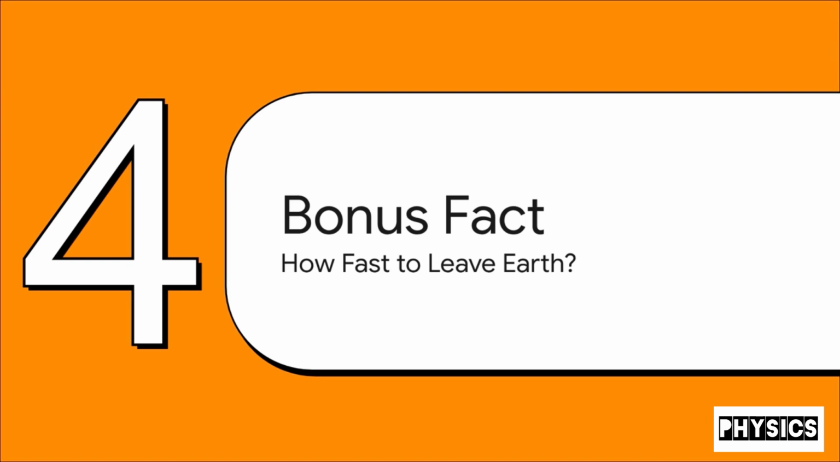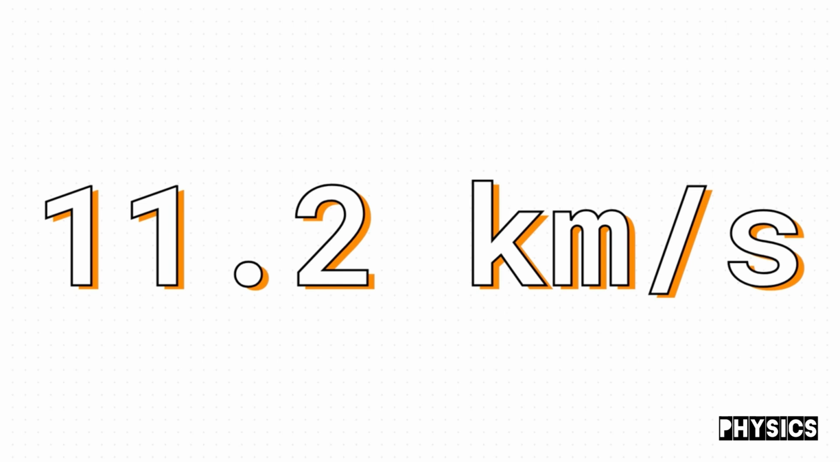Speaking of velocity, here's a fun little fact that puts this whole concept on a cosmic scale. Have you ever wondered just how fast you'd need to go to actually leave the planet? The answer is 11.2 kilometers per second. That's Earth's escape velocity. It's the minimum speed an object needs to break free from Earth's gravitational pull without any further propulsion. That is incredibly fast.